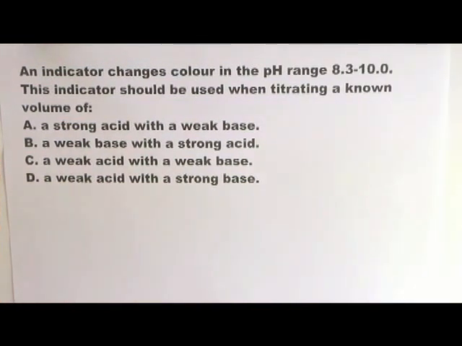This is similar to the previous one. Instead of giving you the pK value, it's giving you the pH range. That makes it so much easier. Clearly we want it to be a strong base. So it's a strong base and a weak acid. That's D. And that's where it will change.